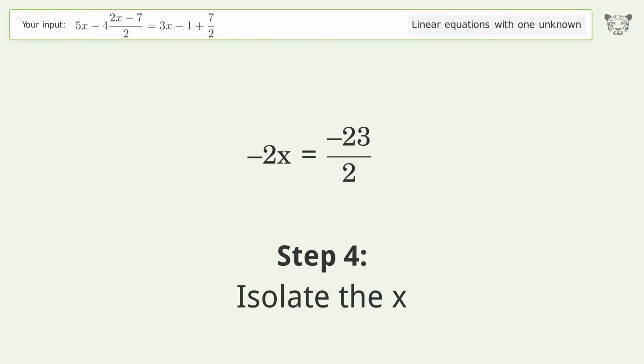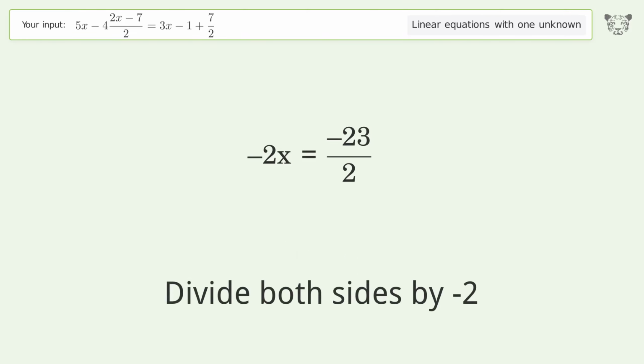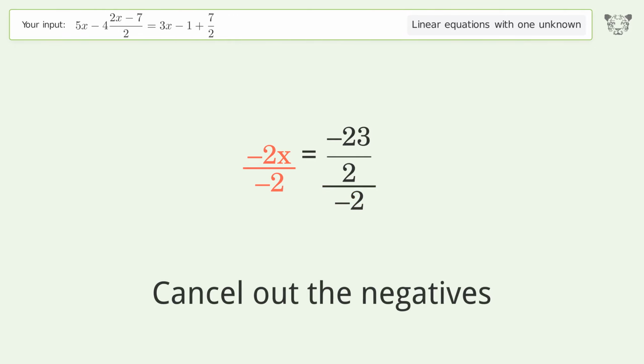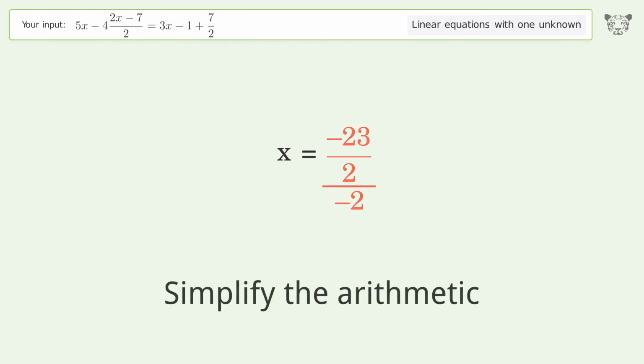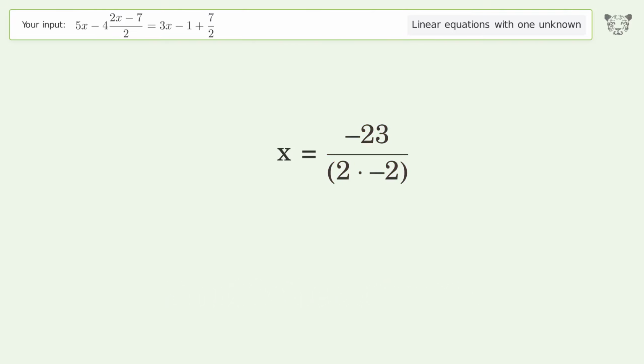Isolate the x. Divide both sides by -2. Cancel out the negatives. Simplify the fraction. Simplify the arithmetic. And so the final result is x equals 23/4.